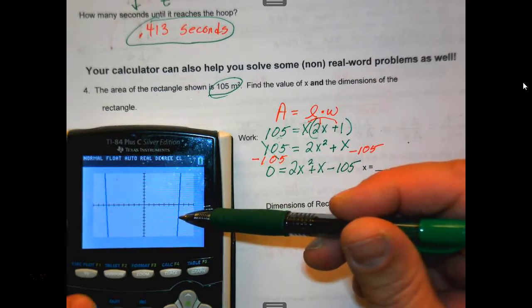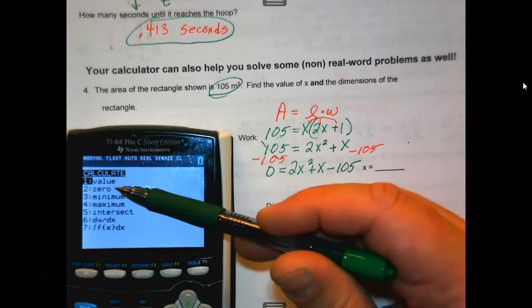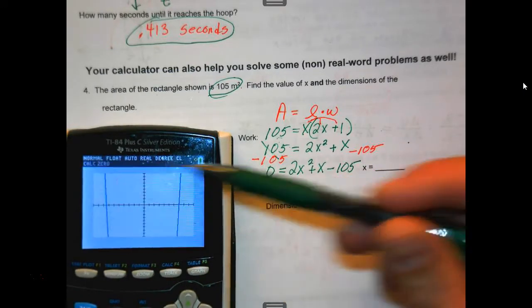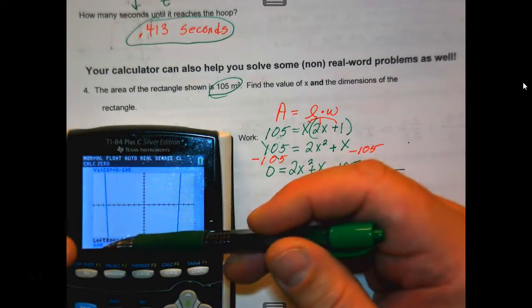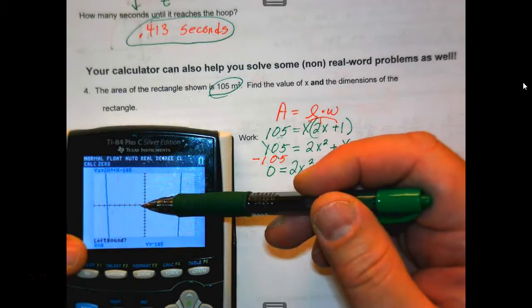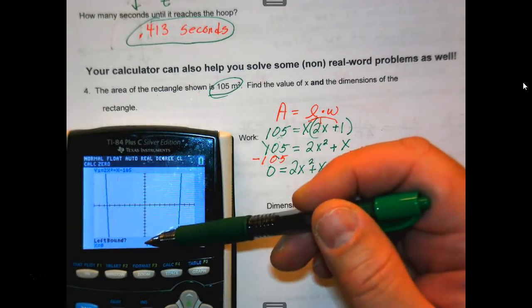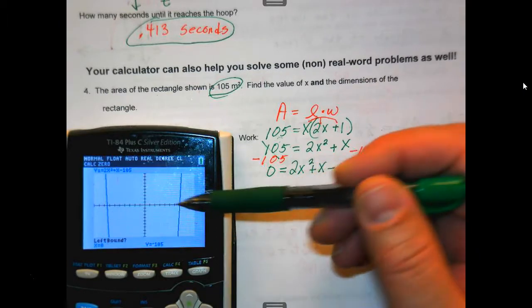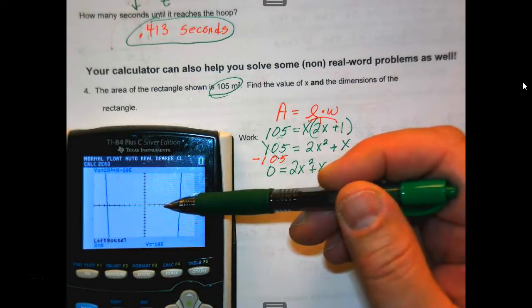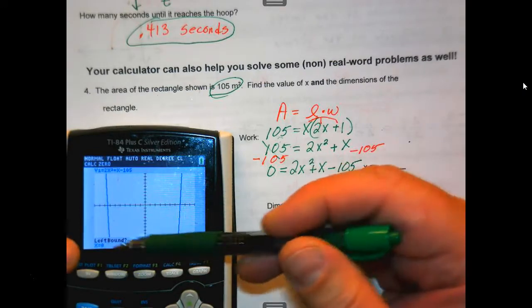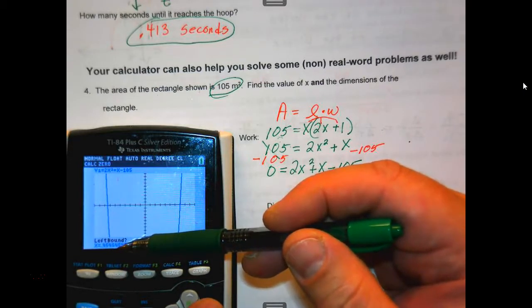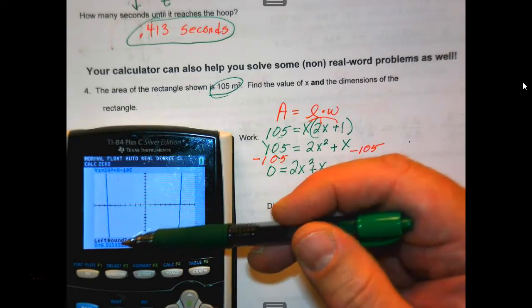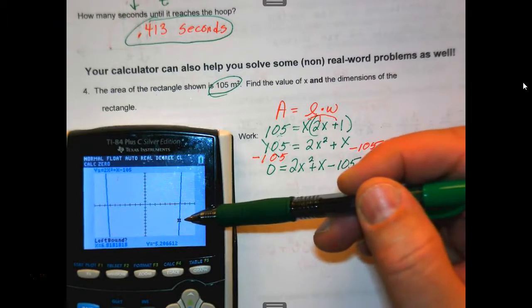So I'm going to go to second, trace. I need to find the 0 and enter. Now here it is again. My cursor is not on the screen. But if I look here, my cursor is at x equals 0, y equals negative 105. So I want to get my, this looks to be at 1, 2, 3, 4, 5, 6, 7. So I want to get my x close to 7. So I'm going to use my right arrow key. See how now it's increasing? I want to get it close to 7 so I can see my cursor. Oh, there it is. Okay.